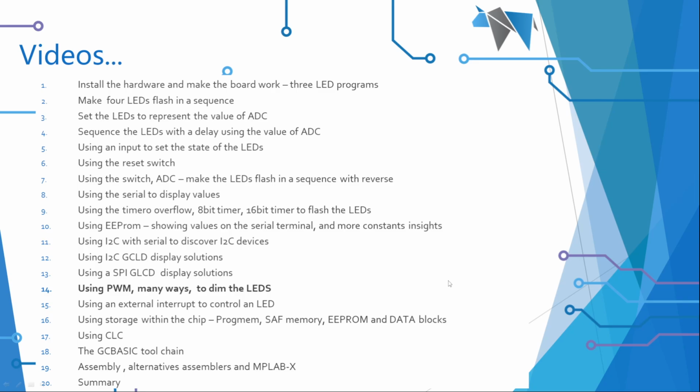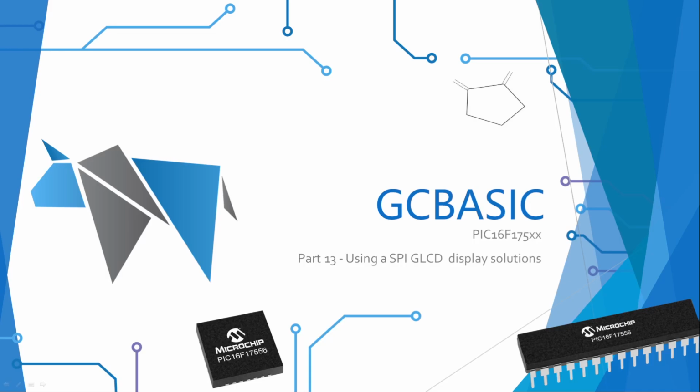Next, pulse width modulation. Many ways to dim those LEDs. We're going to show you at least 6 ways of doing pulse width modulation from simple to complex. Meanwhile, enjoy this tutorial.